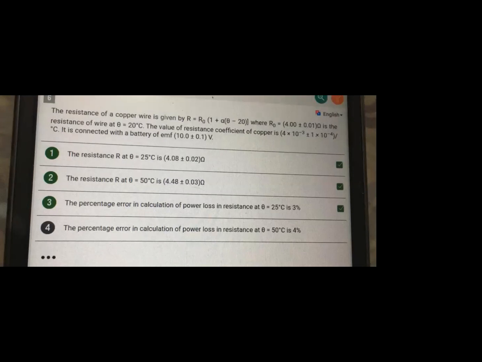Sir, the temperature difference is okay, 2%, and in R naught, look, there is an error in the coefficient also, right? Yes. That also you'll have to consider. That's why that will get added. So 0.01 out of 4 is a 0.25% error. Yes. Okay, so like that you have to get it.